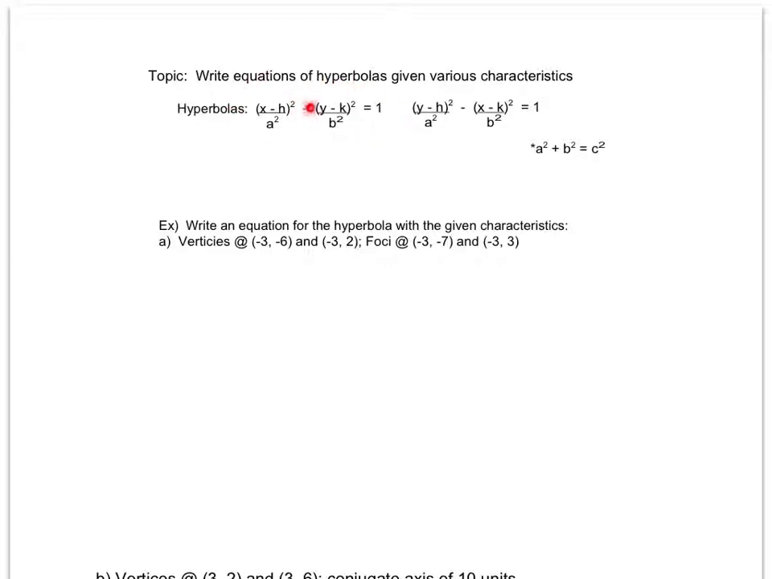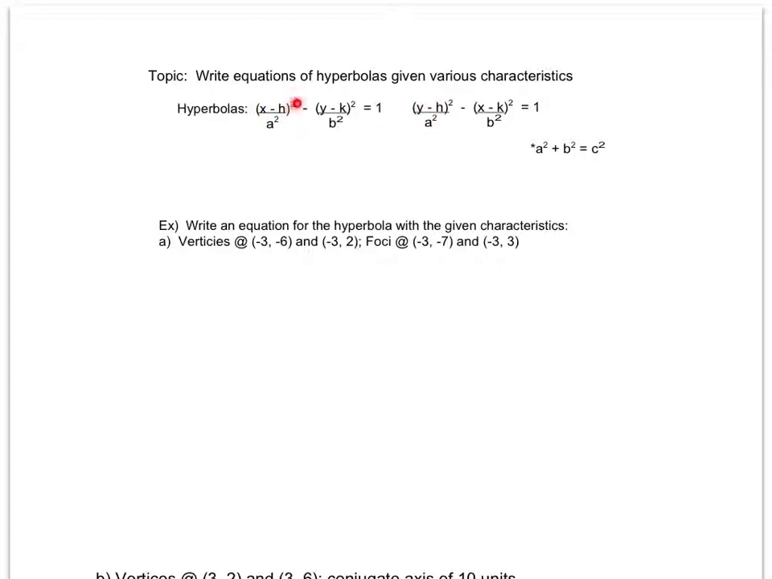Remember, since hyperbolas involve subtracting, the order is going to matter, whereas with ellipses, order did not matter because we were adding. So we always just said, well, a squared is always going to be the bigger one, whether it's in the front or the back. With hyperbolas, we are always going to say a squared comes first. It's always going to be alphabetical.